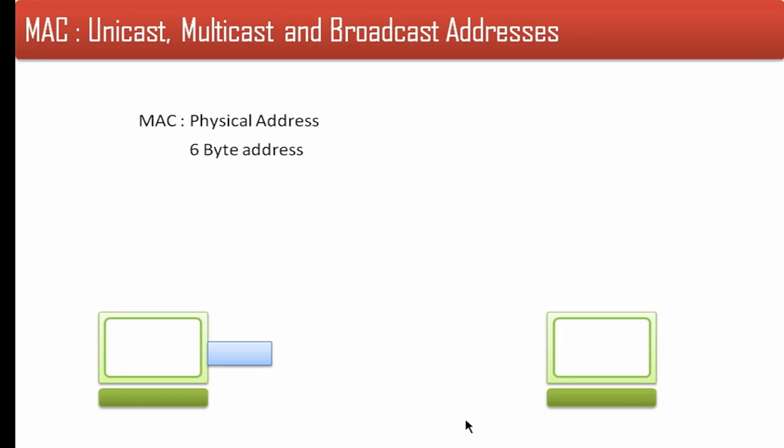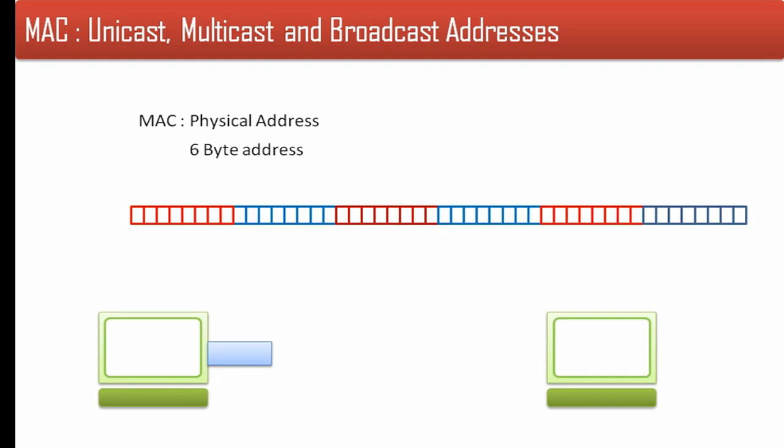Hello everyone. In this video I'm going to show you the difference between unicast, multicast, and broadcast addresses in MAC. First of all we will see the difference, then we will see how to find out whether a MAC address is a unicast, multicast or broadcast address. A MAC address is a 6-byte address, also known as a physical address. It is stored in the network interface card, and every system has a unique MAC address.